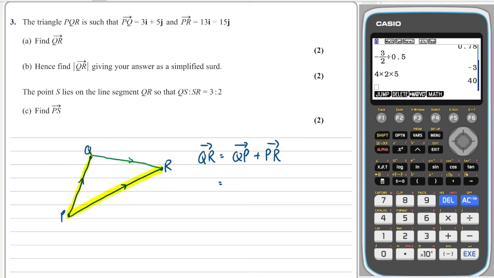and going the wrong way, going Q to P is going the wrong way through P to Q, so it's the negative of that. So it's the negative of P to Q. To flip that one around, and P to R, we're going to take the positive of that. Okay, so working this out, it's going to give you minus 3 plus 13, which is 10. And minus 5 plus minus 15 is minus 20. And so we can write that as 10i minus 20j.